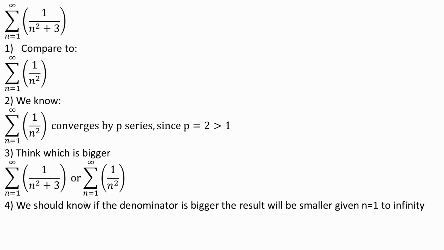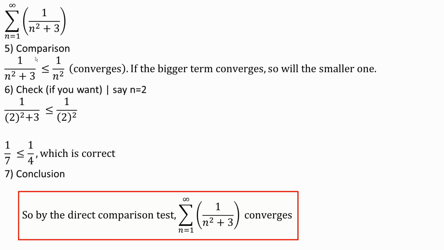So we should know if the denominator is bigger, this would result in a smaller value, given n is equal to 1 all the way to infinity. And so by comparison, I know that 1 over n squared plus 3 is less than or equal to 1 over n squared. And I know 1 over n squared converges. And so if the bigger term converges, so will the smaller one.